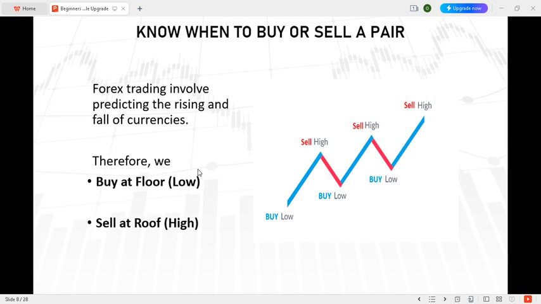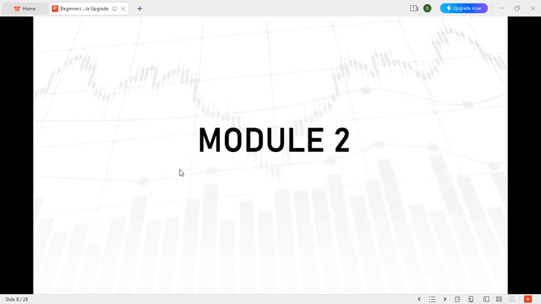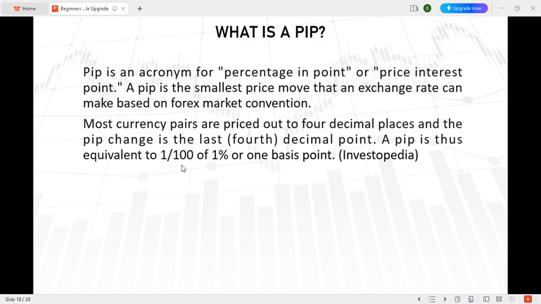And so it is said that we buy at the floor, or at low, and we sell at the roof. So going forward, that takes us to module two. In module two, we're going to start off with what is a PIP. PIP, what is PIP? Percentage in point.